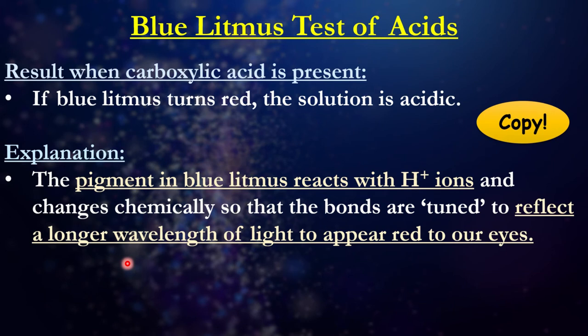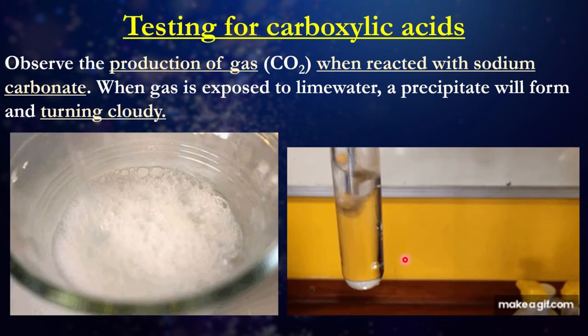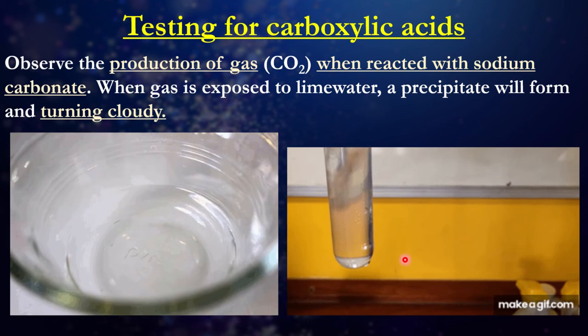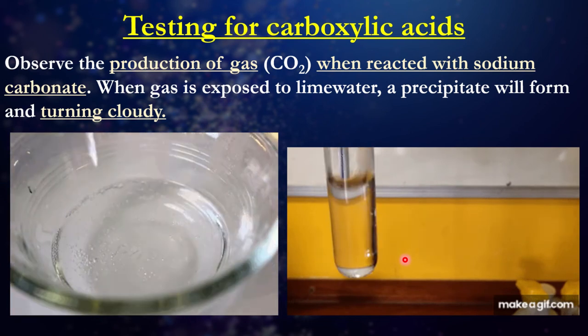The reason why it turns red is because the pigments in the blue litmus react with the hydrogen ions, and this chemical change changes the wavelength that the molecules reflect. So instead of reflecting blue light, they begin to reflect a longer wavelength of light. Longer wavelength is usually attributed to red light, and so that's why we see that color change turning into red. The next one we have is testing using sodium carbonate.